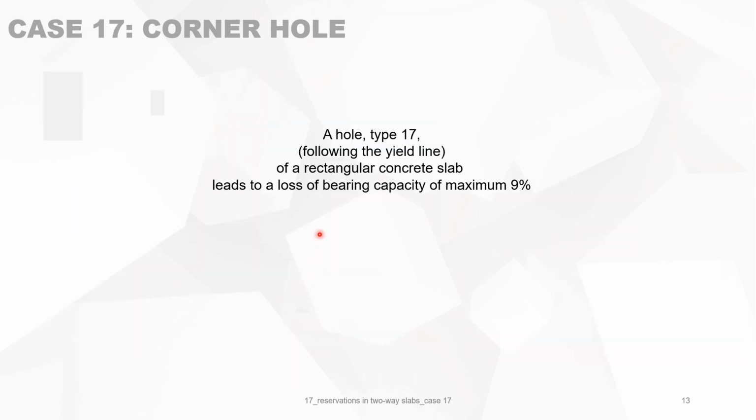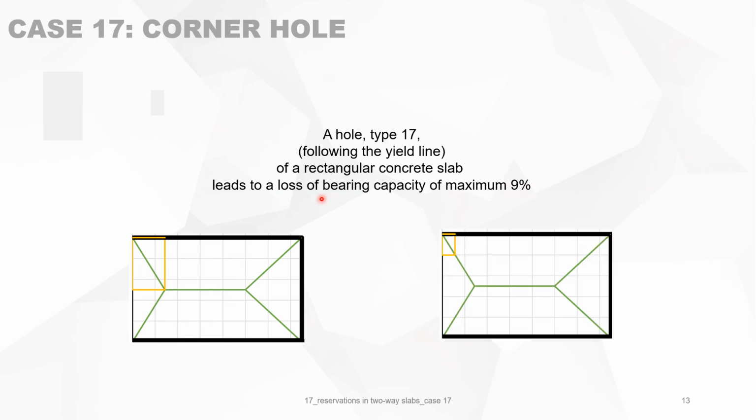A reservation of type 17, which is following the yield lines of a rectangular concrete slab, leads to a loss of bearing capacity of maximum 9%. And to visualize it, you see those two limits of a type of hole.